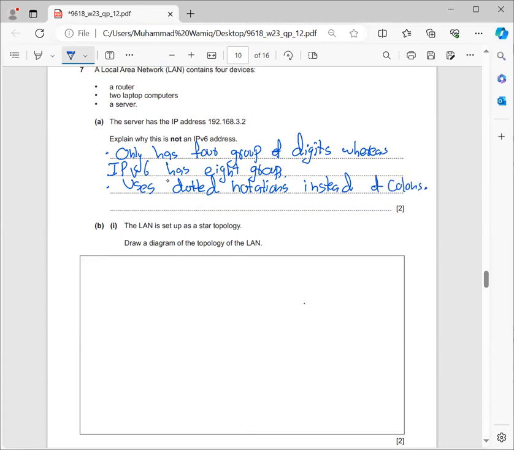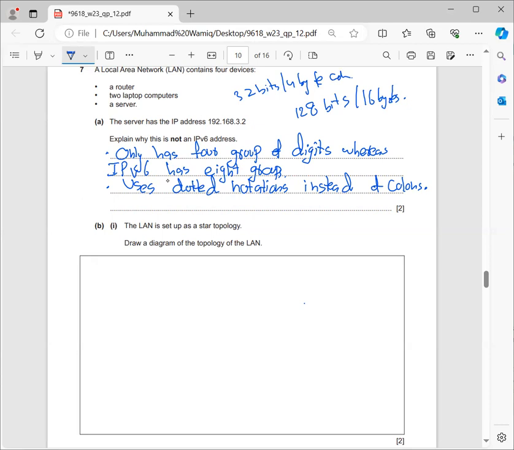One more thing you can write right here is that an IPv6 address consists of 128 bits or 16 bytes, whereas an IPv4 address is 32 bits. That is 4 bytes.